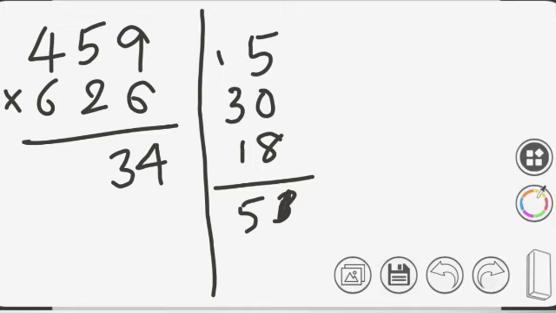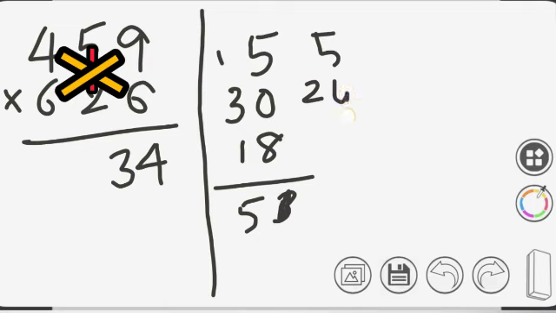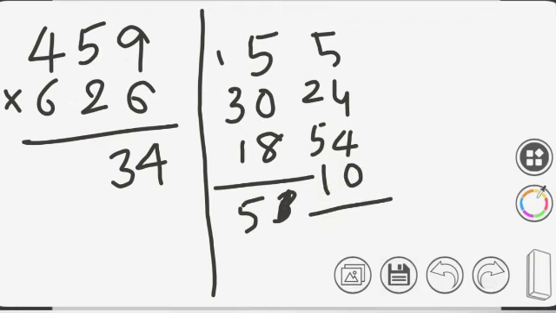Five carry and three. Next, hundreds. That is 6 4s are 24. Then 9 6s are 54. Then 5 2s are 10. So we have to add this. The total is 93. 9 carry and 3.